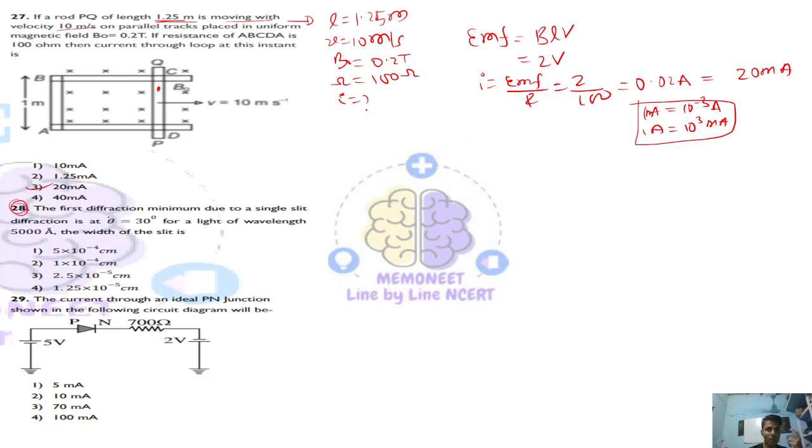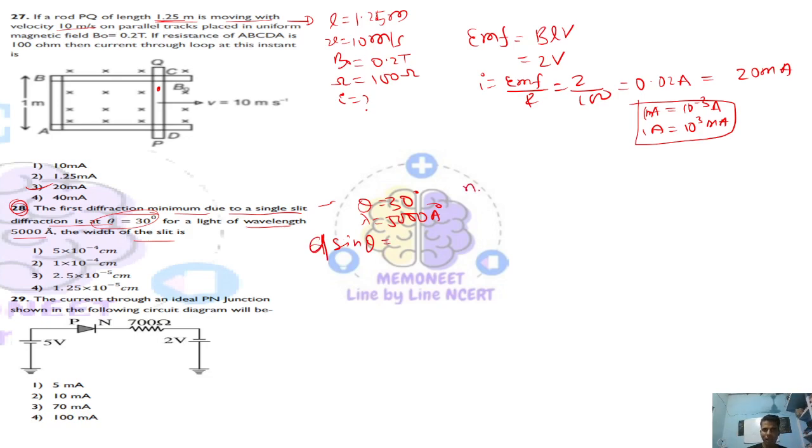Oh, it's a wave optics question. Let's see. It is asking for the first diffraction minimum due to a single slit diffraction at an angle. You are given theta equals 30 degree, and for a wavelength, the wavelength is given to be 5000 angstrom. You simply know the width of the slit equals d sine theta or a sine theta. You can use any symbol you want. Let's take a sine theta equals n lambda.